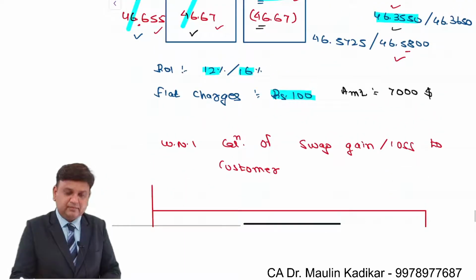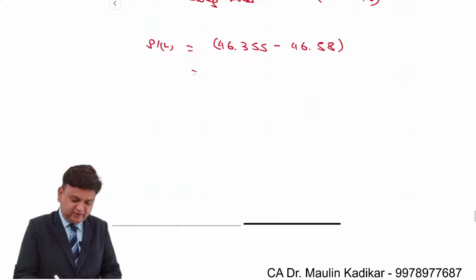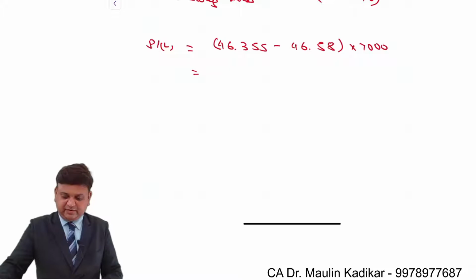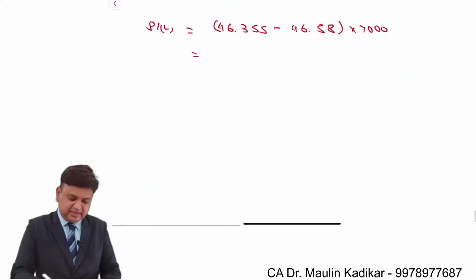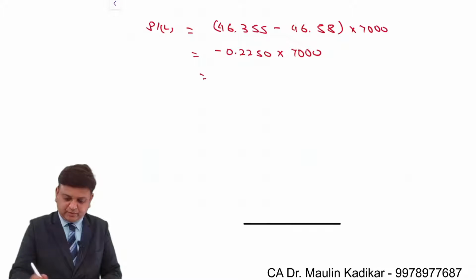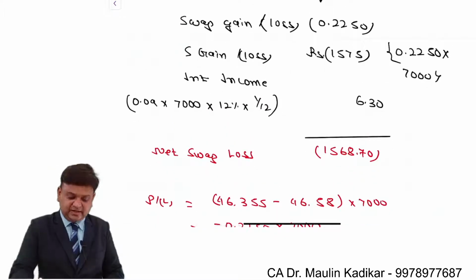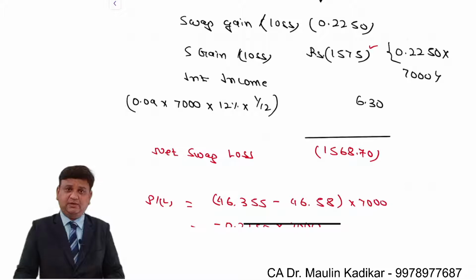Okay, so the difference of both of them is a kind of profit or loss that you have, multiplying with 7000. 46.355 minus 46.58, that comes to negative 0.2250 into 7000. So that comes to rupees 1575. So directly you can make this calculation without taking into account the interest. So this calculation is extremely simple.